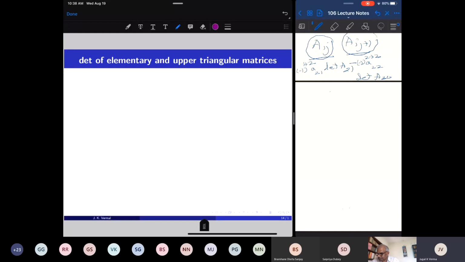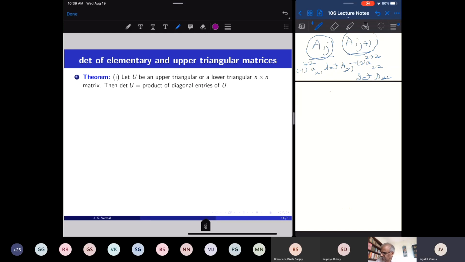Let's look at determinant of elementary and upper triangular matrices. So I introduced three types of elementary matrices. These are matrices which correspond to three elementary row operations. And then an upper triangular matrix is one where all entries below the principal diagonal are zero. So let U be an upper triangular or a lower triangular n by n matrix. Then I want to show a determinant is the product of diagonal entries of U.